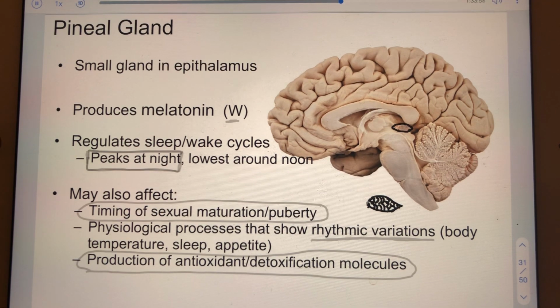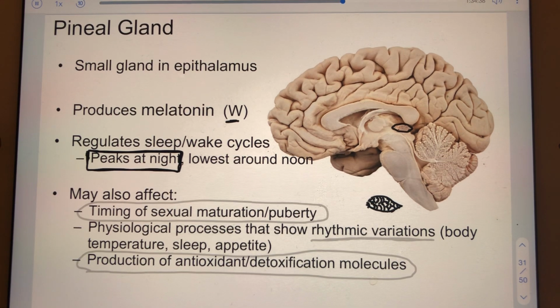And it makes melatonin, which is a little strange in terms of classification, but the best classification for it would be water soluble. Melatonin, you probably already studied a little bit in 241, so you probably already know that it helps to regulate sleep-wake cycles, along with the hypothalamus. The hypothalamus also influences sleep-wake cycles. Melatonin is highest at night, so you might think of it as being our natural sleep drug.